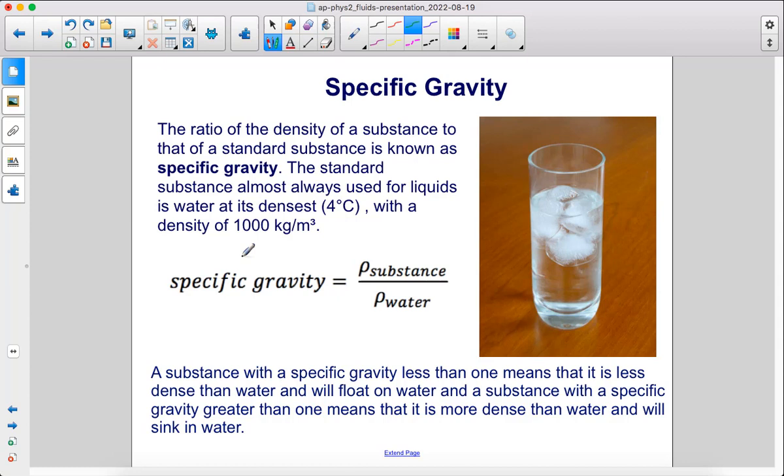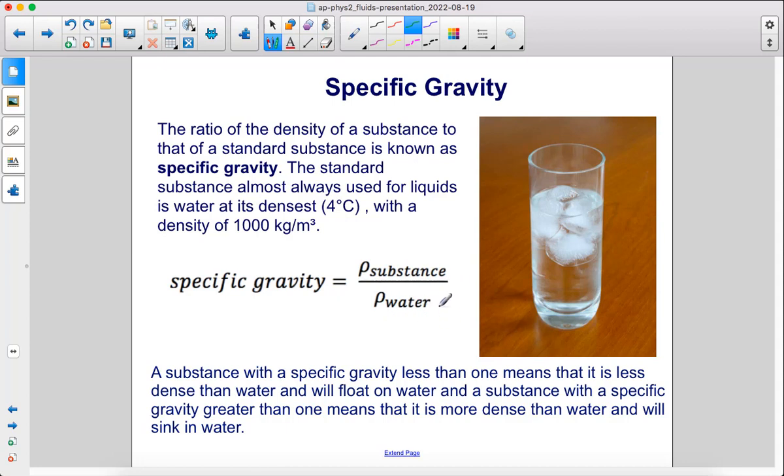The ratio of the density of a substance to that of a standard substance is known as specific gravity. The standard substance almost always used for liquids is water at its densest at 4 degrees Celsius with a density of 1,000 kilograms per cubic meter. So specific gravity equals the density of a substance divided by the density of water.